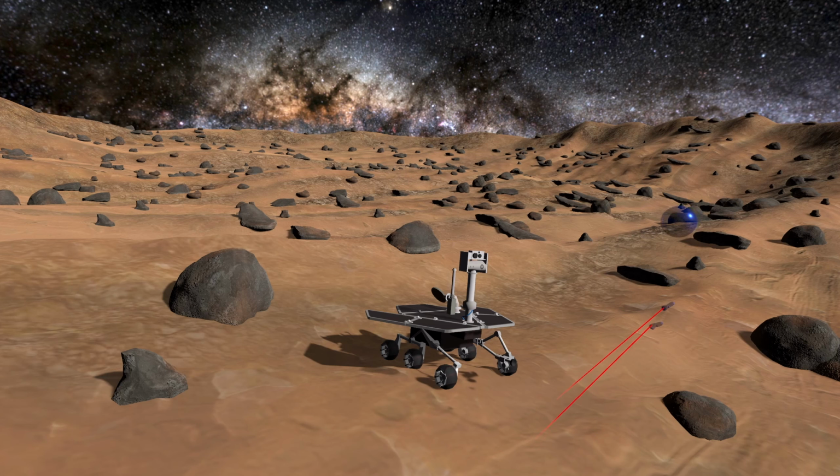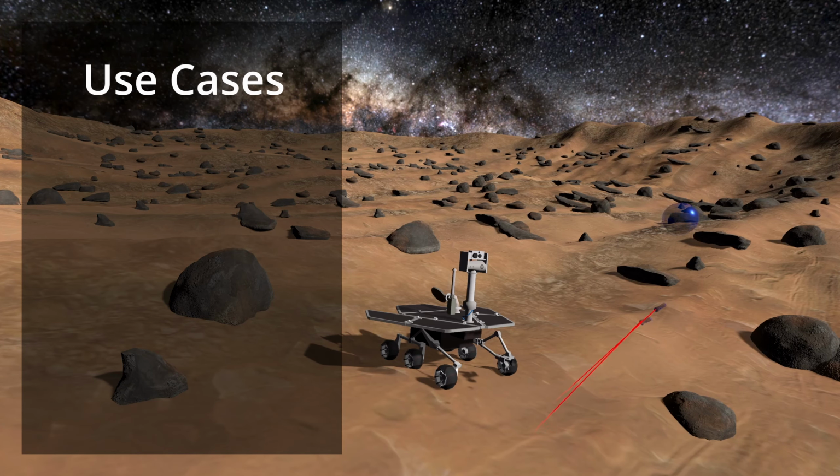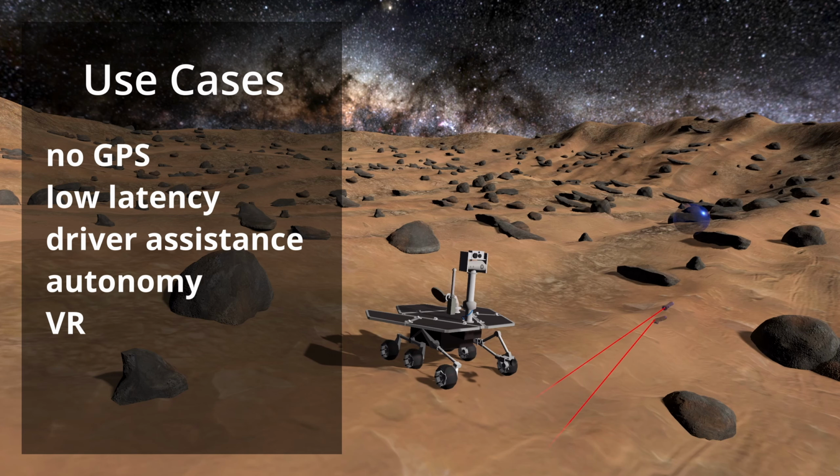So when would you use visual odometry and odometry in general? This is basically always when you have no global positioning system available, so GPS, or if you have a really low latency requirement, because odometry is most useful in very low time steps and not really good if you have a really long sequence you want to estimate position of.